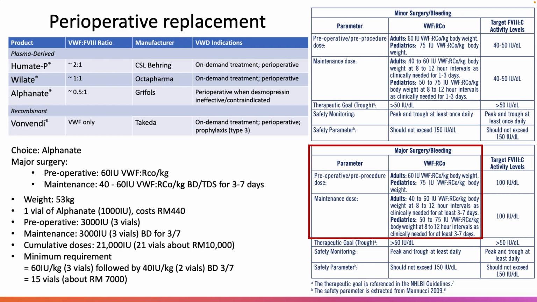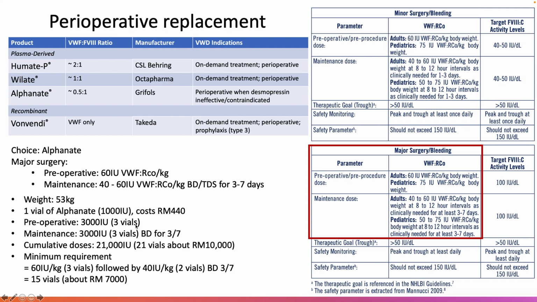Okay, so this is just a sample of calculation. The patient weighs 53 kg. 1 vial of Alphanate contains about 1000 units, and it costs about 440 ringgit. This is just an estimated cost. And pre-op, if you count by the weight, generally 60 times 50 is about 3000, so you need about 3 vials. So 3000 units is about 3 vials, and you maintain with 3 vials, or you can give BD or TDS for 3 days.